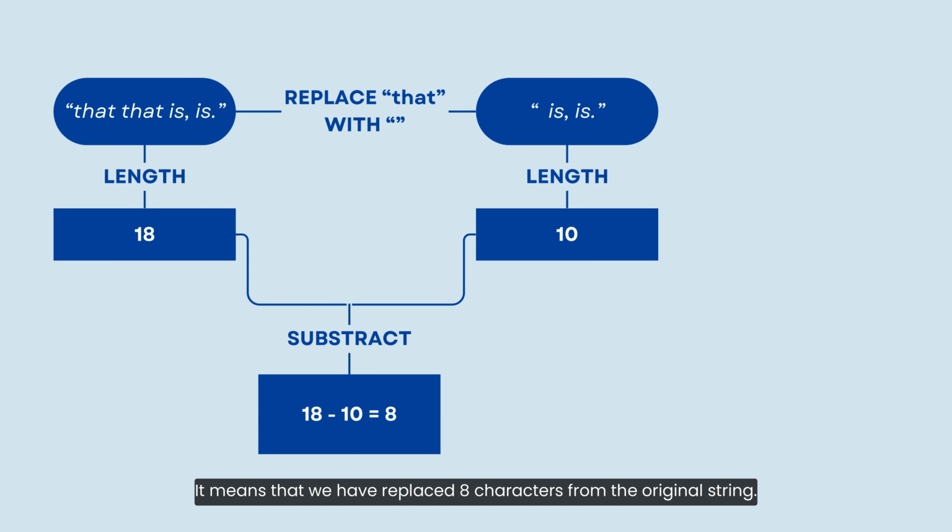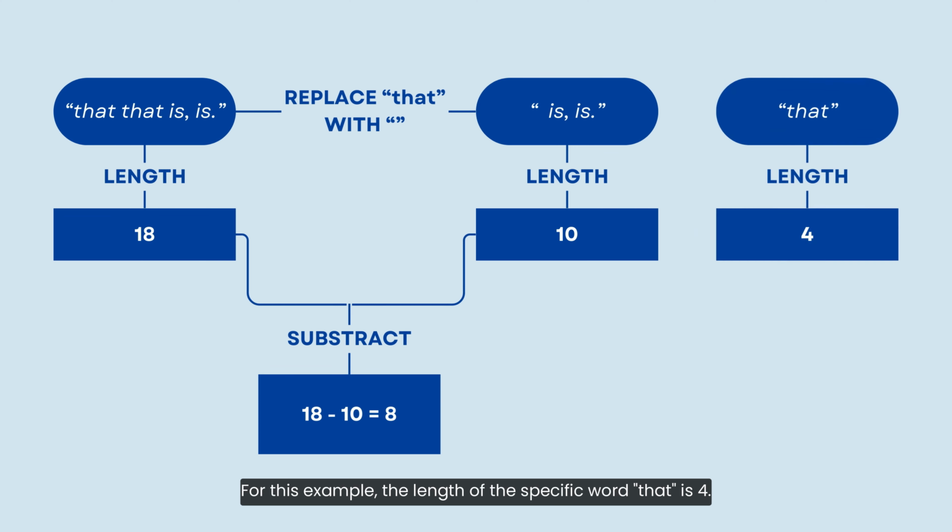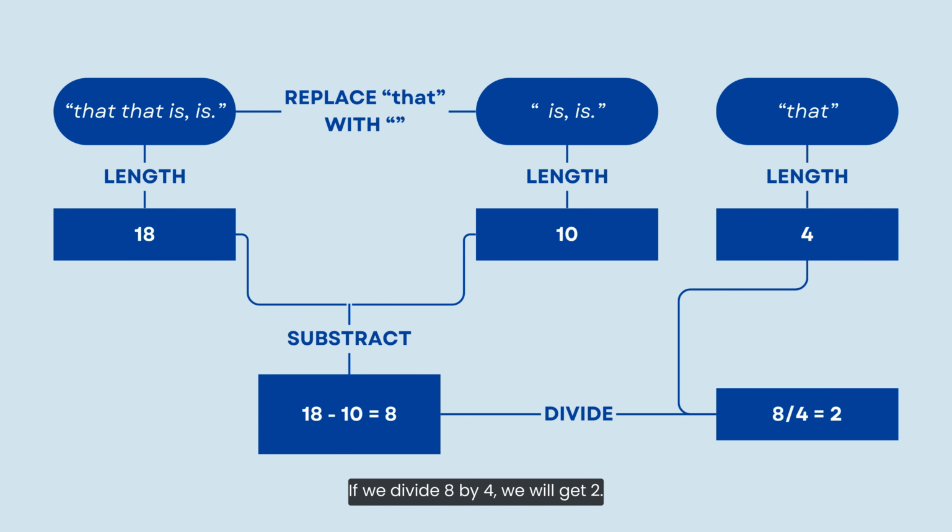It means that we have replaced 8 characters from the original string. If we divide this number by the length of the specific word "that", we will get the count of the specific word. For this example, the length of the specific word "that" is 4. If we divide 8 by 4, we will get 2. This is the count of the specific word "that" in the string.